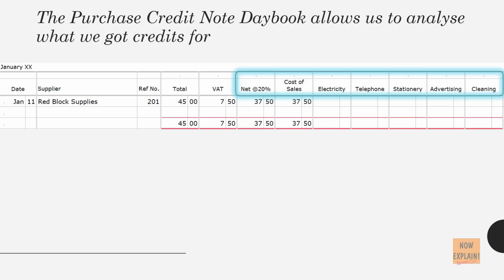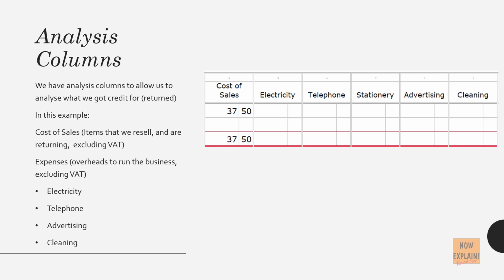So we can have many different analysis columns. Analysis columns. We have analysis columns to allow us to analyse what we got credit for, returned. In this example, cost of sales, items that we resell and are returning, excluding VAT. So the cost of sales is shown here as €37.50. Expenses, overheads to run the business, excluding VAT. We can have columns, electricity, telephone, advertising, cleaning, and more.